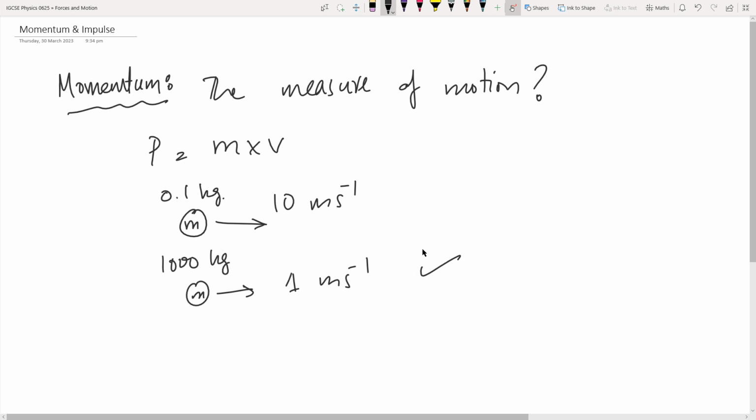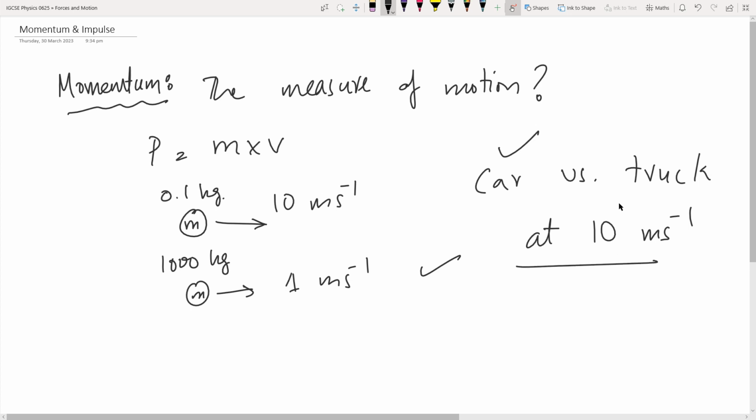Consider this as an example: car versus truck, right? Let's say both of them are moving at 10 meters per second, and you're supposed to stop them by pulling them from the back. They're moving forward in neutral. Which one is going to be easier to stop? I think the car is going to be easier, and the truck is going to be difficult. Why? Because more mass is there for the truck and less mass for the car. It would be very hard for you to stop the truck by pulling it from the back, even though both of them are moving at the same velocity. So that's the effect of the mass when we talk about the measure of motion.